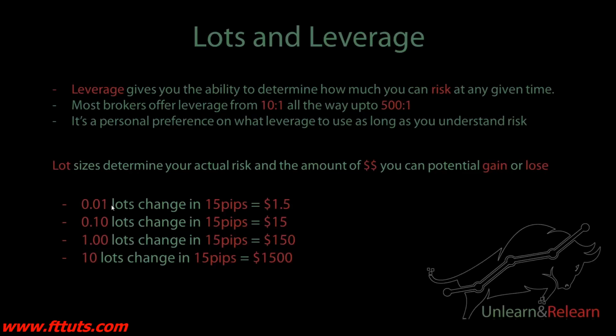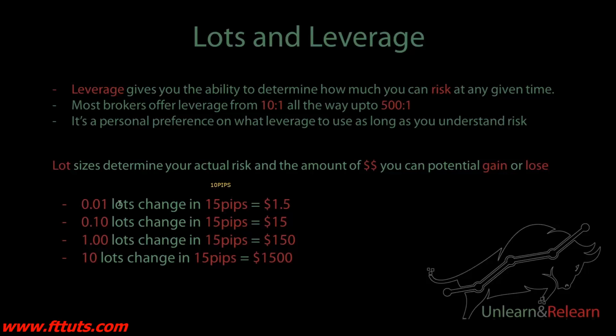So when you're starting from 0.01 lots, and price moves by 15 pips, or let's say for the sake of simplicity, price moves by 10 pips, right? If you have a 0.01 lot and price moves by 10 pips, this means you're making $1.